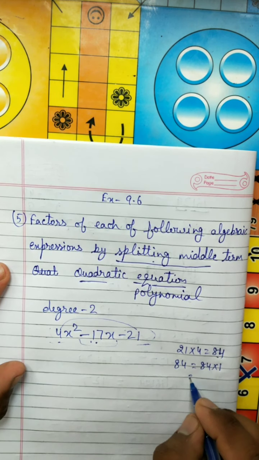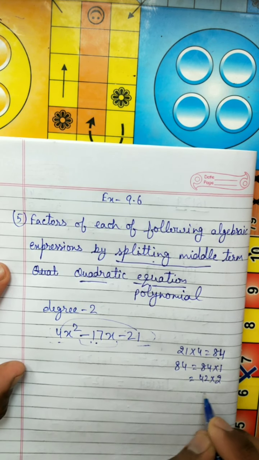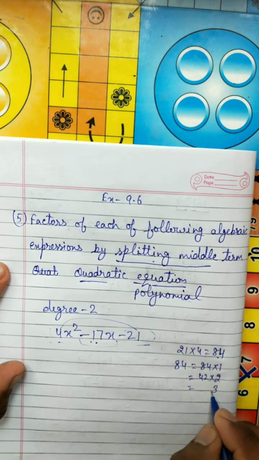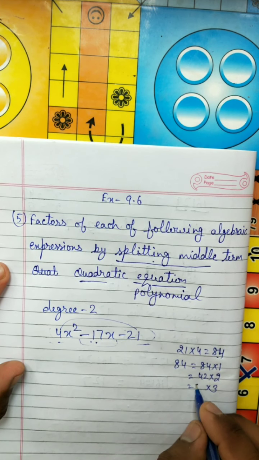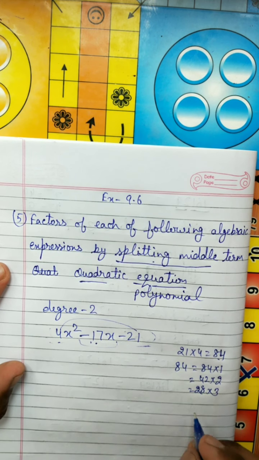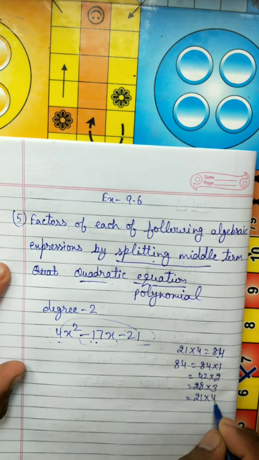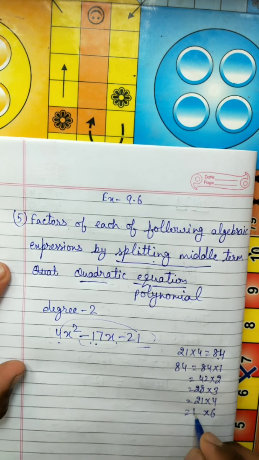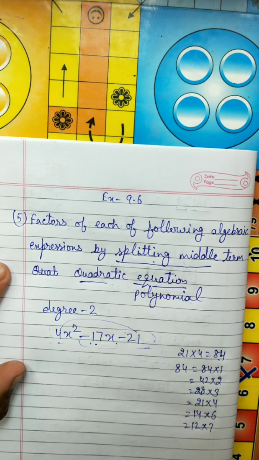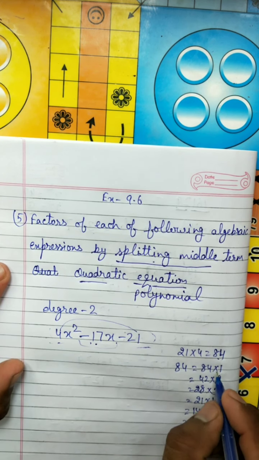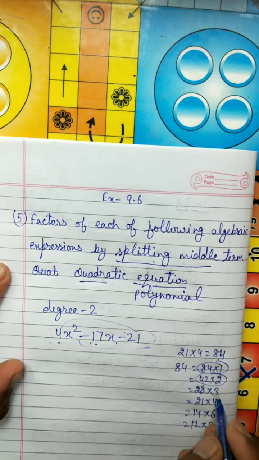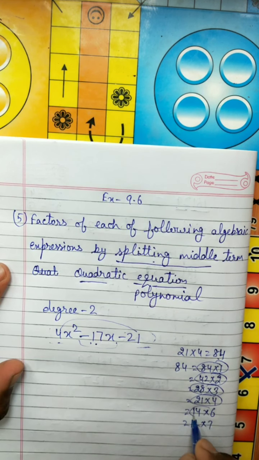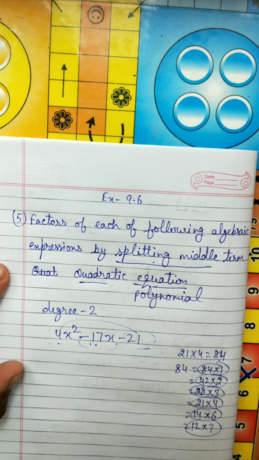Either 84 into 1, or 42 into 2, or 3 into 28, or 21 into 4, and 6 into 14, and 7 into 12 also. There are no other ways to obtain this. So out of these pairs, either this pair will be the factor, or this pair, or this pair, or this pair, or this pair, or this pair, any of these two.